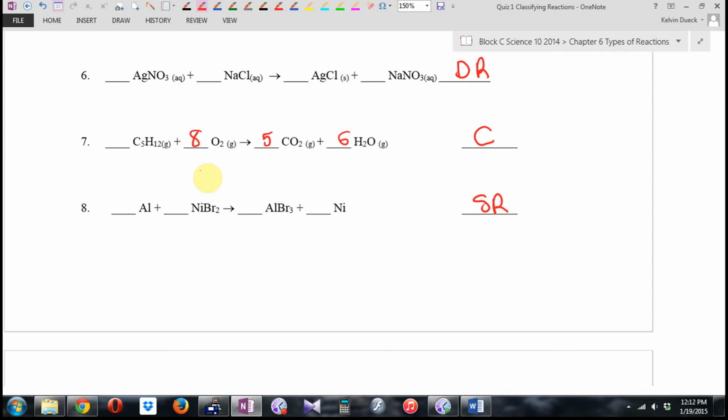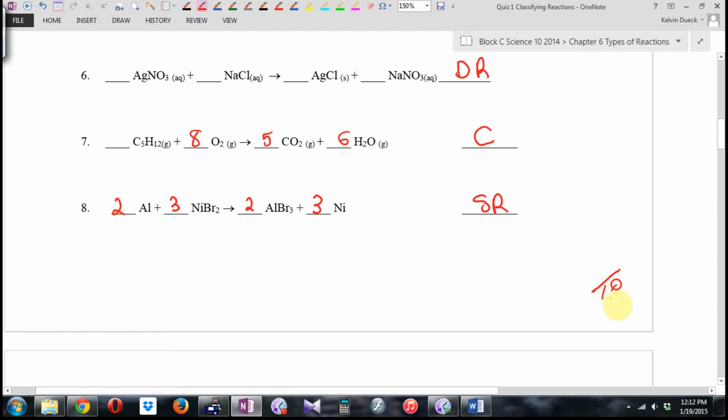Number 8. Well, my Brs don't match. I got 2, I got 3. I want to turn them both into a 6. So put a 3 there, put a 2 there. Now, what has that changed? Putting a 3 there gives me 3 nickels and... Is that right? 2, 3, 2, 3? That does it?